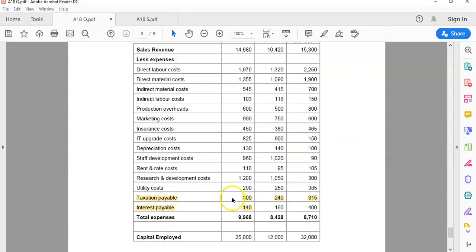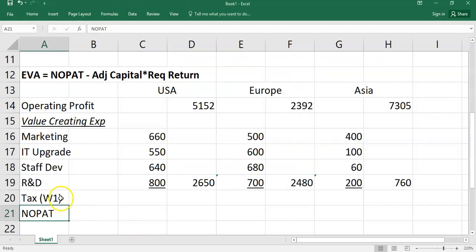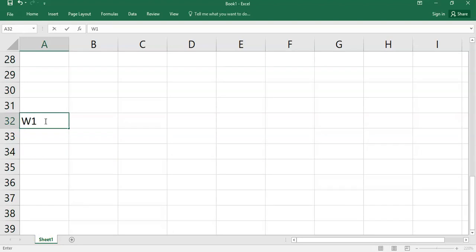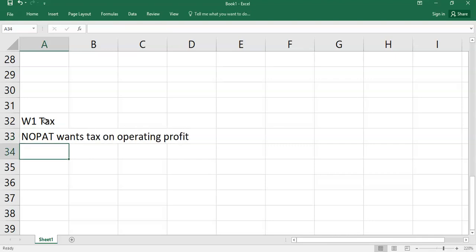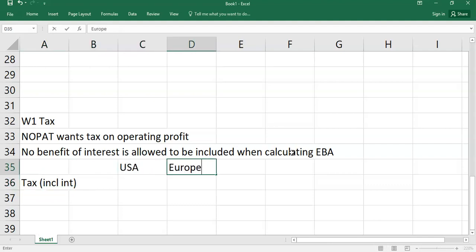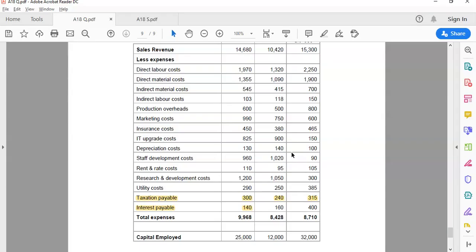So what we have now is this tax, 300, 240 and 315. But you have to be careful, that's not the tax that's allowed in. So in EVA, if we come down here, working one, tax. NOPAT wants tax on operating profit. No benefit of interest is allowed to be included when calculating EVA. That's an important aspect: the EVA proponents want to know what was the tax bill without any interest expense. So we know the tax bill including interest, because we know interest is tax deductible, USA, Europe and Asia. Your tax bill including interest was 300, 240 and 315.